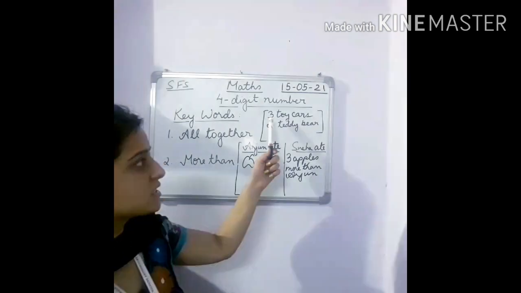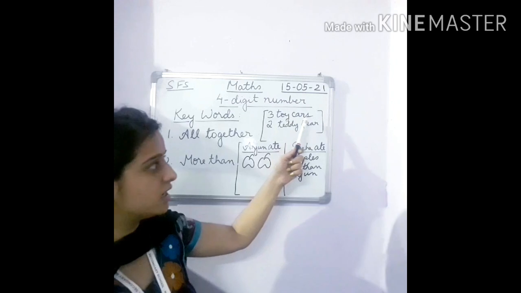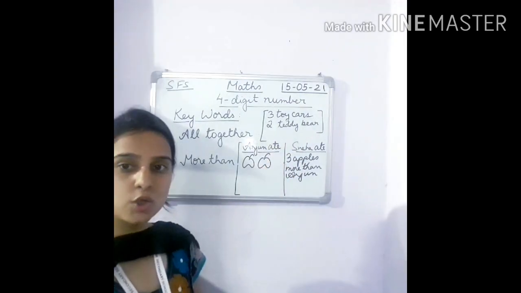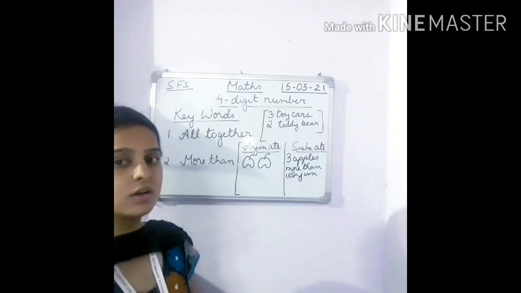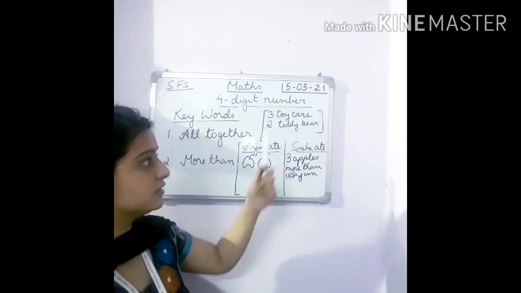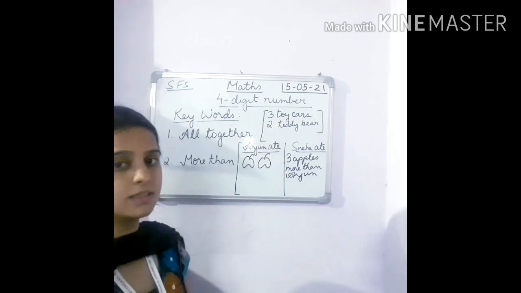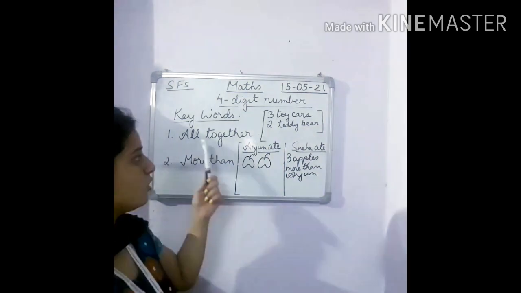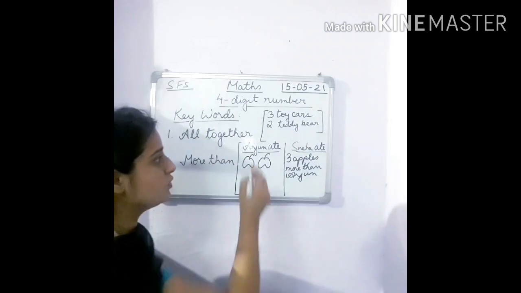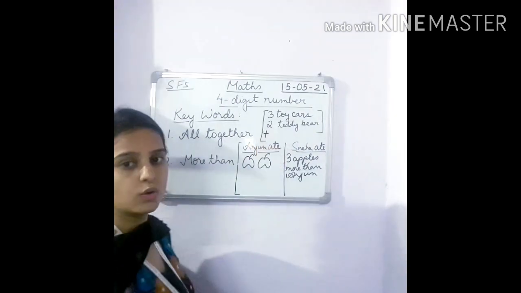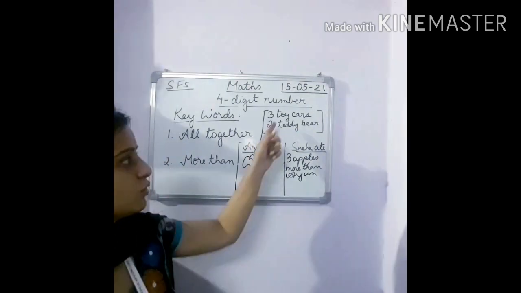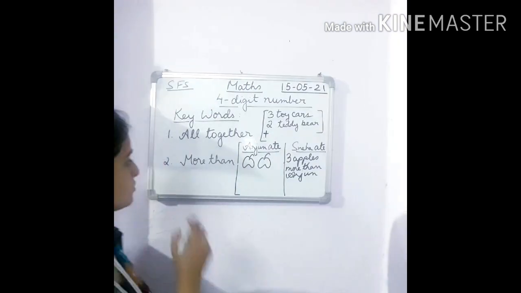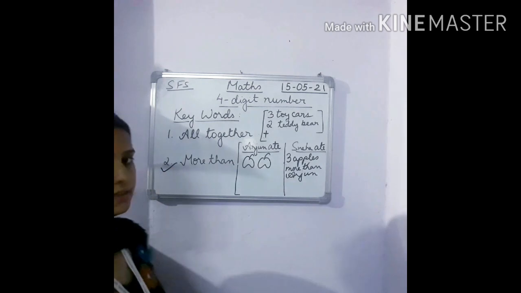That means suppose you have 3 toy cars, 2 teddy bear. So total how many toys do you have? So bring all together. How many toys do you have altogether? What you are going to do? Plus. When the word altogether is there, children, we do plus. Okay? That means you have total 5 toys. Clear? Next word is, children, more than.